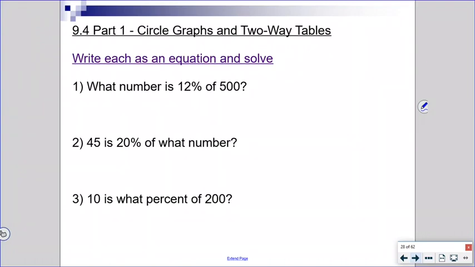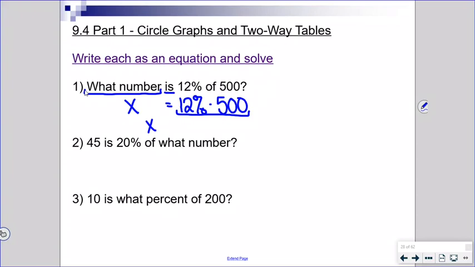What we're going to do is set this up like a regular equation. I look at this, and it says what number. Whenever I see what number, I pick X. Whenever I see is, I pick equals. 12% is 12%, of is times 500. So when it says what number is 12% of 500, if our job is to solve for X, we're happy because X is already by itself. All we have to do is do the math.